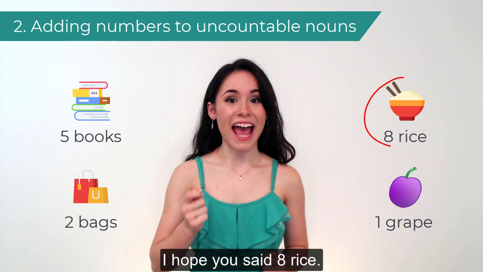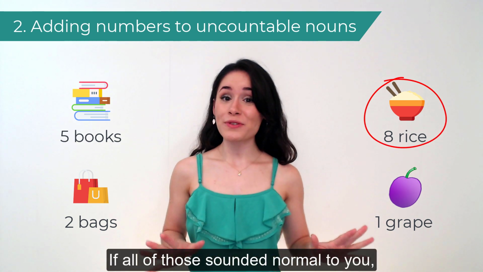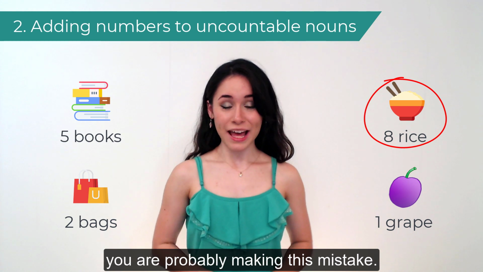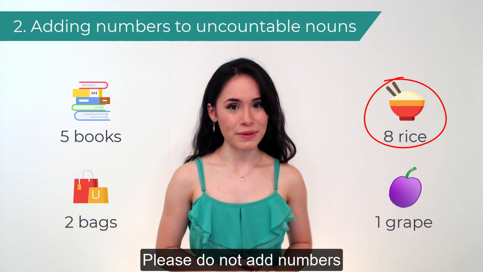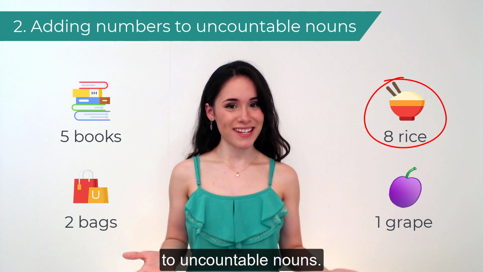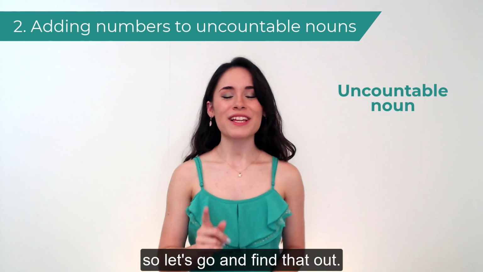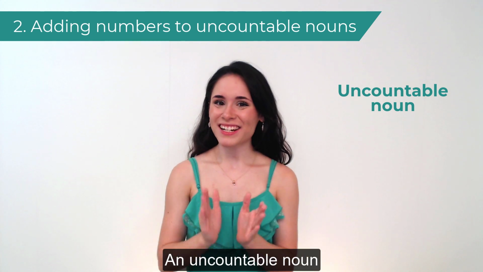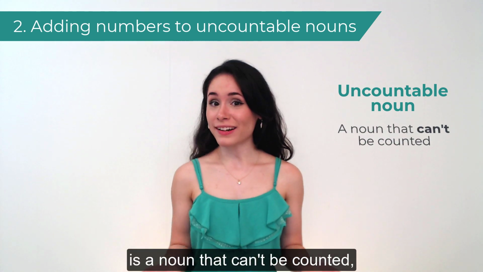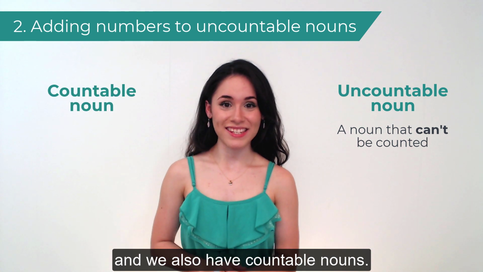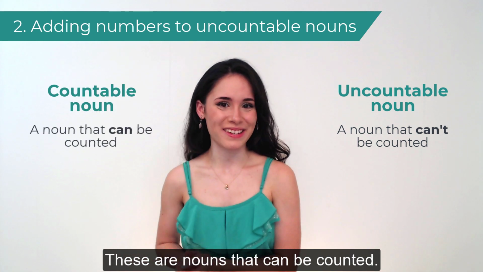I hope you said 8 rice. If all of those sounded normal to you, you are probably making this mistake. Please do not add numbers to uncountable nouns. Now, you might not be sure what an uncountable noun is, so let's go and find that out. An uncountable noun is a noun that can't be counted. And we also have countable nouns. These are nouns that can be counted.